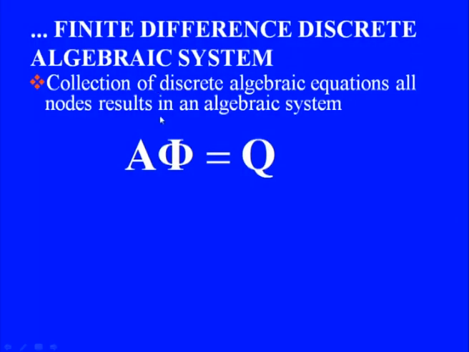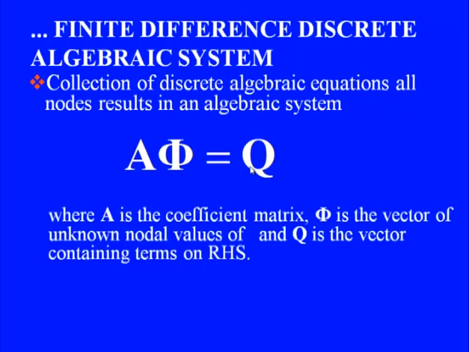we get a system A phi is equal to Q, where A is called the coefficient matrix or system matrix. Phi is a vector of unknown nodal values at all the grid points, and in this vector Q, the bold Q, we have collected all the terms on the right hand side. That is, Q represents the vector of known terms, or what we call the right hand side terms. So those are contained in Q.